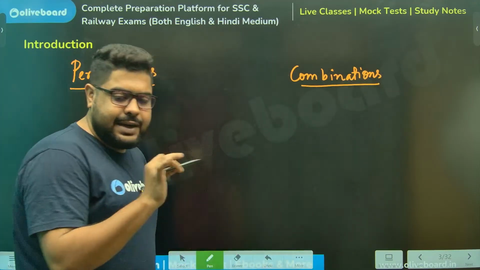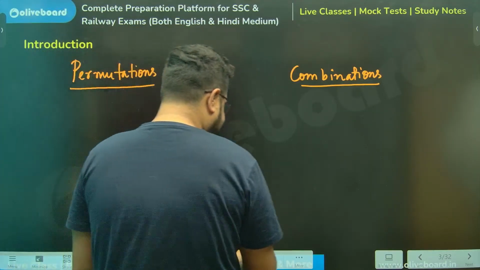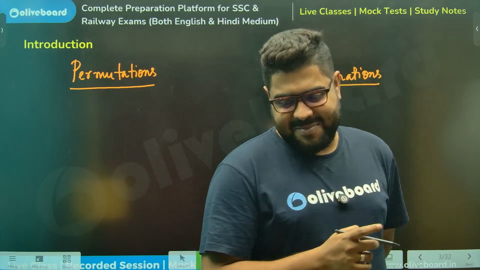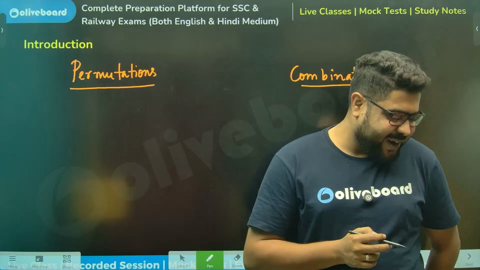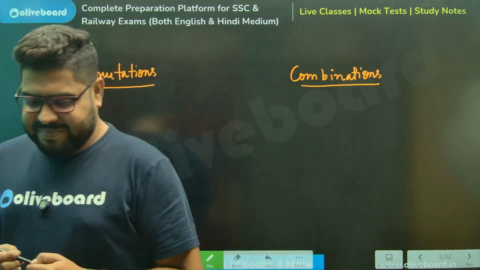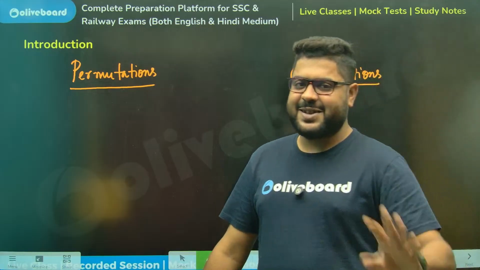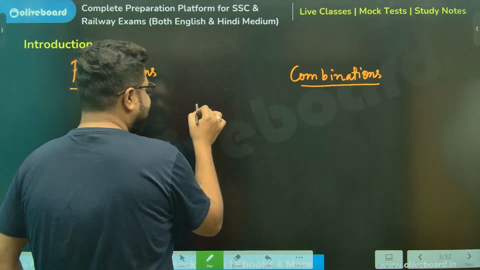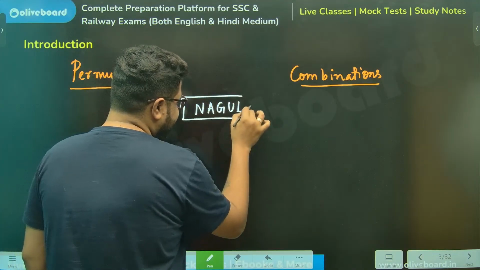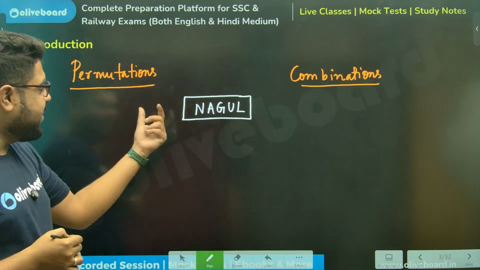Let's understand this by a very simple example. I need someone's name. Who will volunteer for me to murder their name? Who is okay with me murdering their name? Tell me, I need a volunteer today. Nagul is saying, chalo sir, let me be the sacrificial goat. So Nagul has agreed to do this. Nagul is the name.